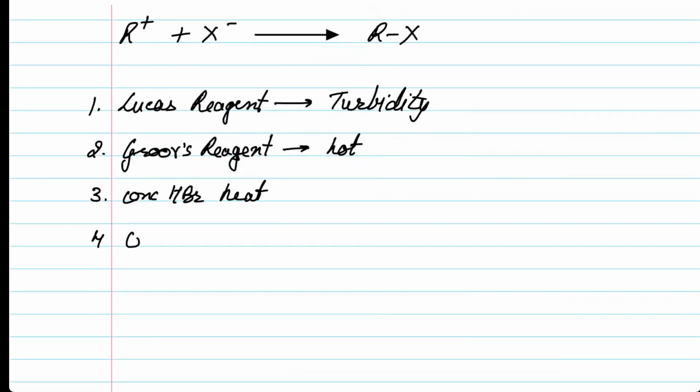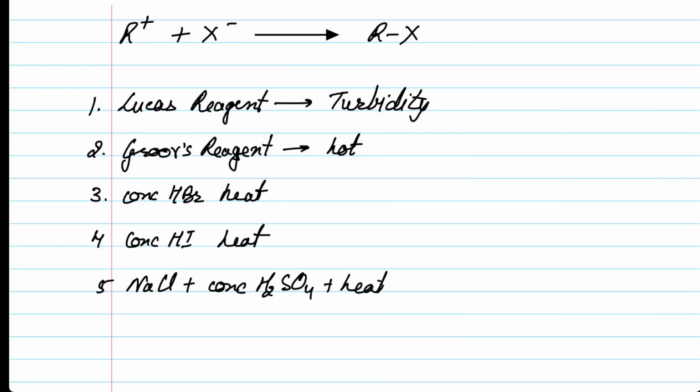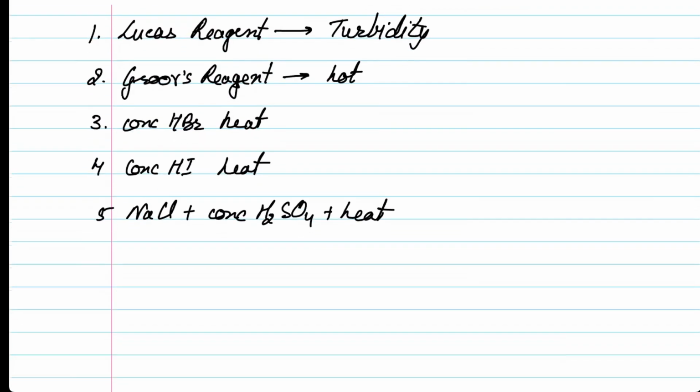We can use concentrated HI along with heat. Many times it is nice enough to produce the hydrohalic acid right in the reaction mixture. For that, we could use sodium chloride along with concentrated sulfuric acid. Now, concentrated sulfuric acid is a very good protonating agent, it's a very good dehydrating agent, and in addition to that, the NaCl would be able to provide the Cl minus for the reaction to take place. So NaCl with concentrated H2SO4 along with heat also can be used to produce the haloalkane.